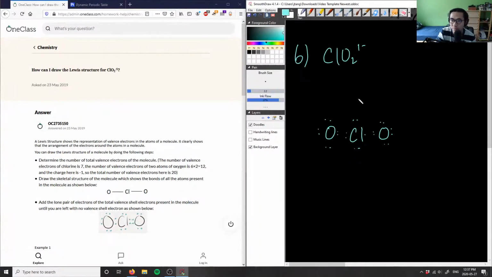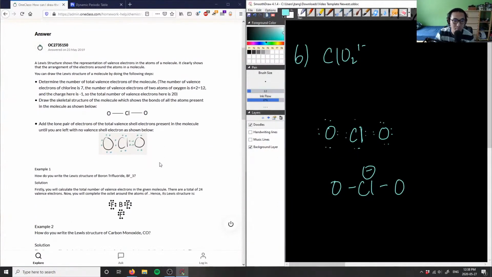So let me rearrange these valence electrons to make this a bit more obvious here. So Cl here is going to share, and I'm going to have one of these guys here as well. So these guys are going to share, and these guys are going to share. So what you're going to get is O bond to Cl bond to O. And again, this chlorine, because it's not used to making 2 bonds here, is going to possess the negative charge here. So this is a Lewis structure for ClO2 minus.